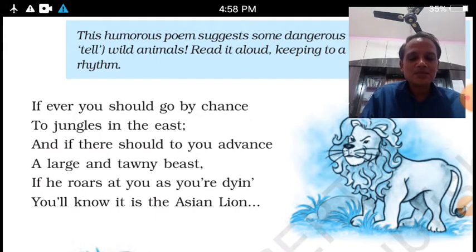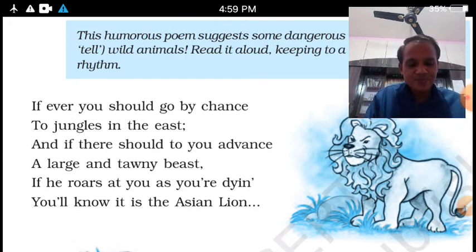In stanza number 1, the poet said that if ever you should go by chance to jungle in the east, and if there should you advance a large and tawny beast, if he roars at you as you are dying, you will know it is the Asian lion. So in the first stanza, the poet has described the Asian lion.